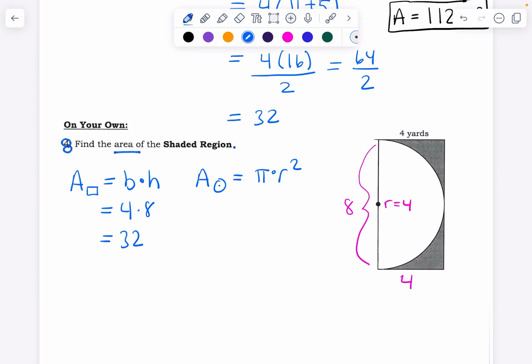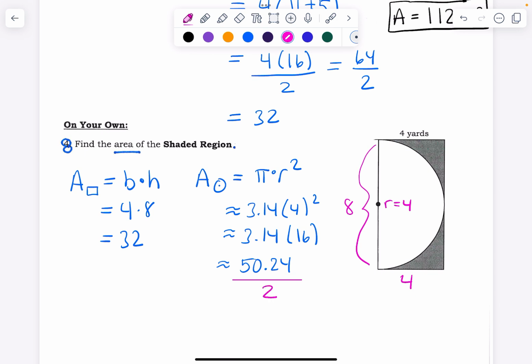All right, now let's run the formula of a circle, area of a circle. And I would have 3.14 times 4 squared. Again, 4 squared is 16. And 16 times 3.14 is 50.24. Now, because I have half of a circle, I'm going to divide this by 2. So I would have 25.12.